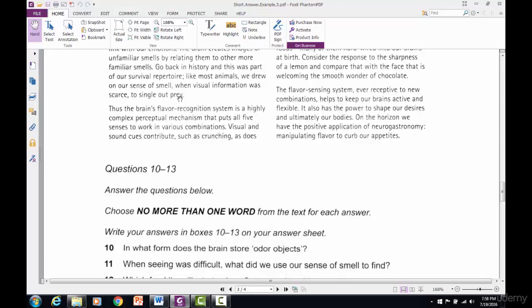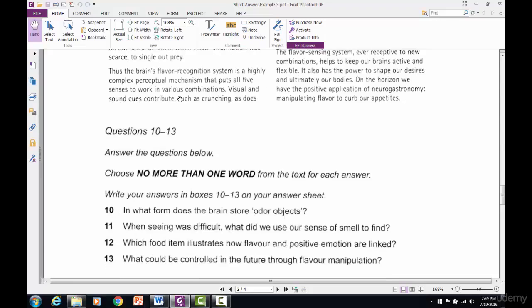So always, like I keep telling you, pay attention to the directions, because if you write single out prey, they're going to mark it wrong because you couldn't follow directions. So follow directions. I don't mean to be like your parents and admonish you, but I hate seeing people get those questions wrong because they weren't following directions. You've got to follow directions.